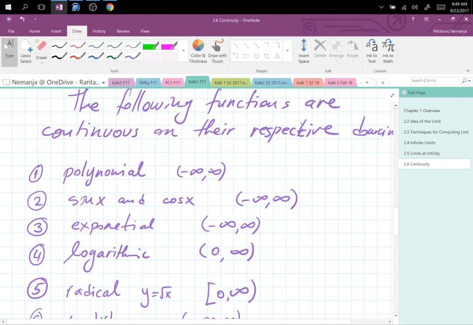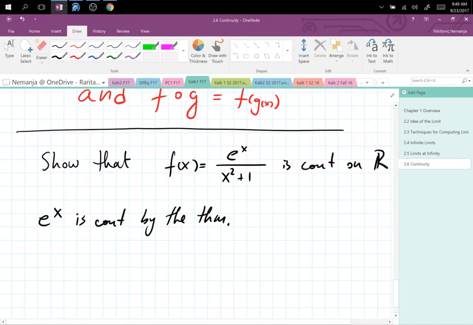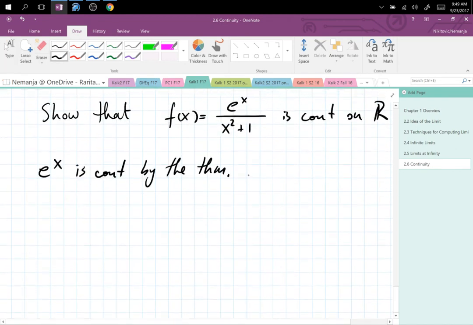You will also say that the polynomial x squared plus 1 is continuous by the purple theorem, because polynomials are also on the list of continuous functions. So x squared plus 1 is continuous on R by the theorem.